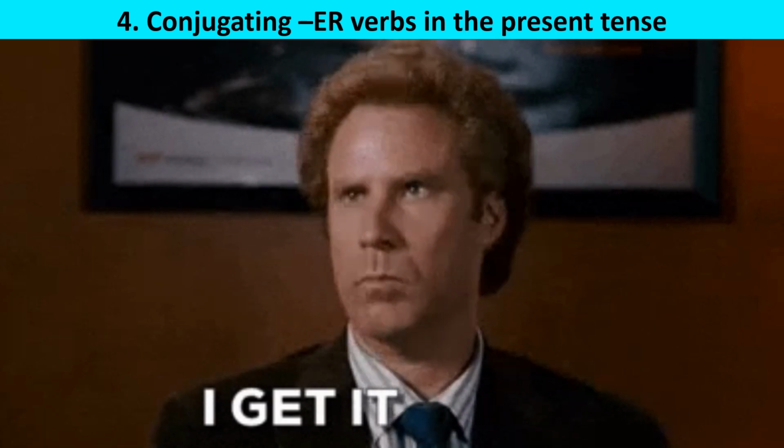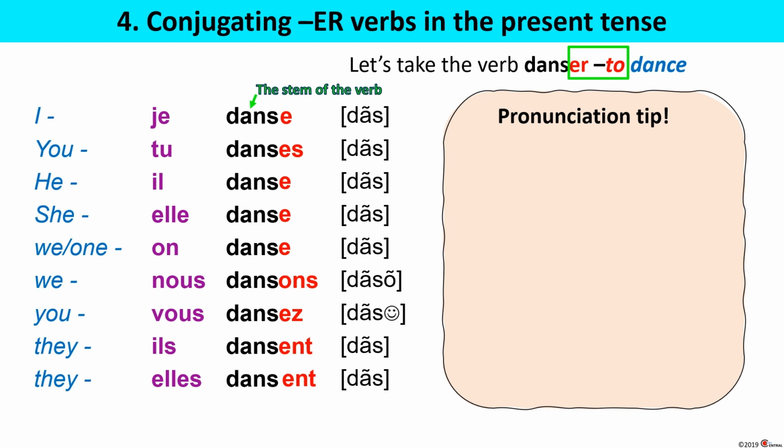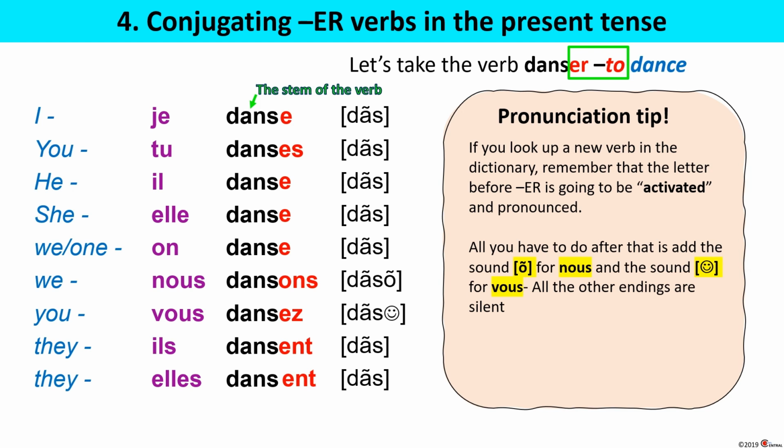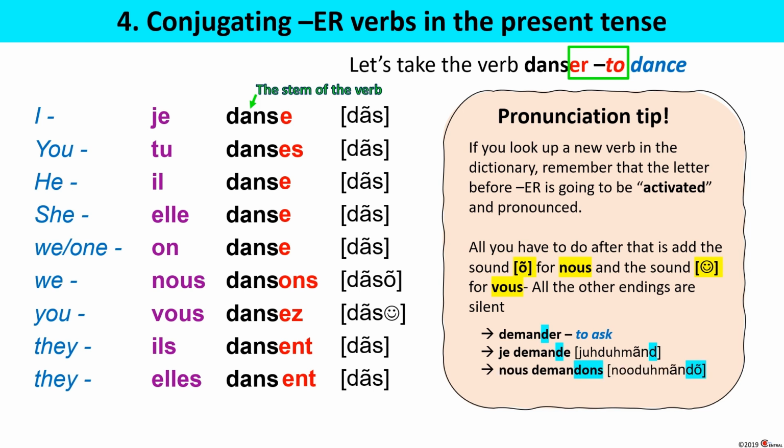One little pronunciation tip for you. If you look up a new verb in the dictionary, remember that the letter before the ER of the infinitive is the one that is going to be pronounced. All you have to do after that is to add the sound on if you're using nous or the sound ay if you're using vous. For example, demander means to ask, so in the present tense you're going to have je demande, where the D is activated but the E is not pronounced, or nous demandons, and this time I add the on sound.